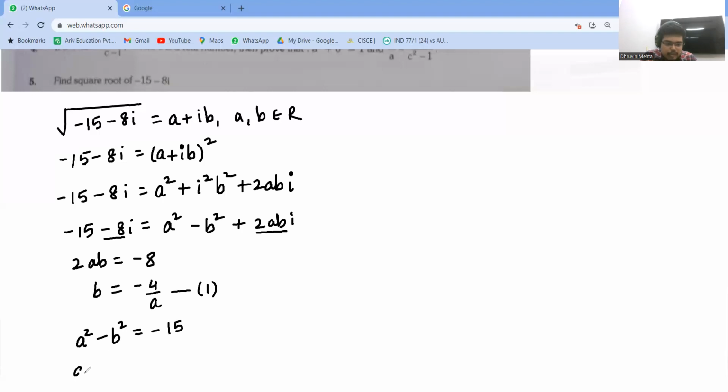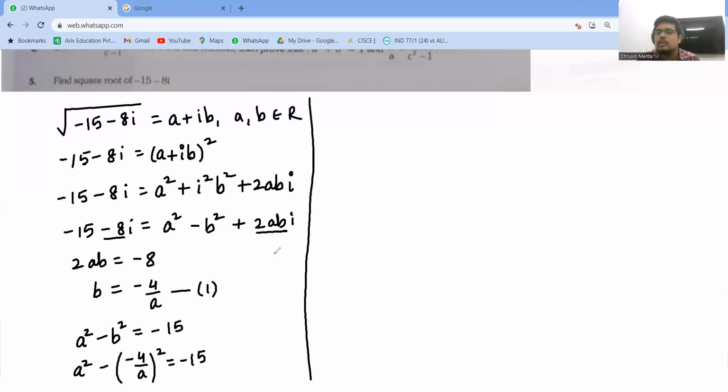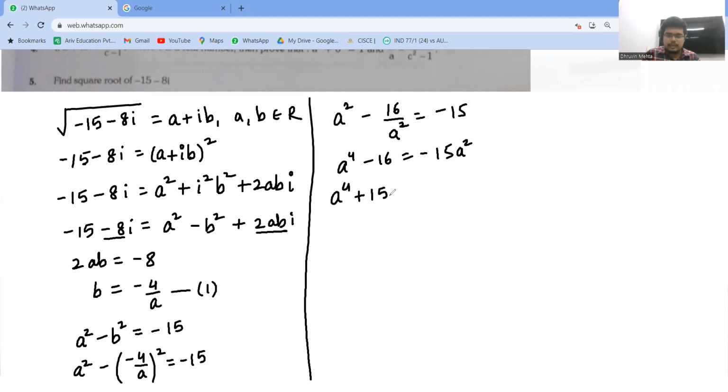Now Arush, in this, can we substitute the value of b as minus 4 by a? And can you now solve this by taking LCM by forming a quadratic equation? Can you solve this to find the values of a? You must be getting a square minus 16 upon a square equal to minus 15. Take LCM, a raised to 4 minus 16 is minus 15 a square. So a raised to 4 plus 15 a square minus 16 is equal to 0. Now solve this quadratic by splitting the middle term.